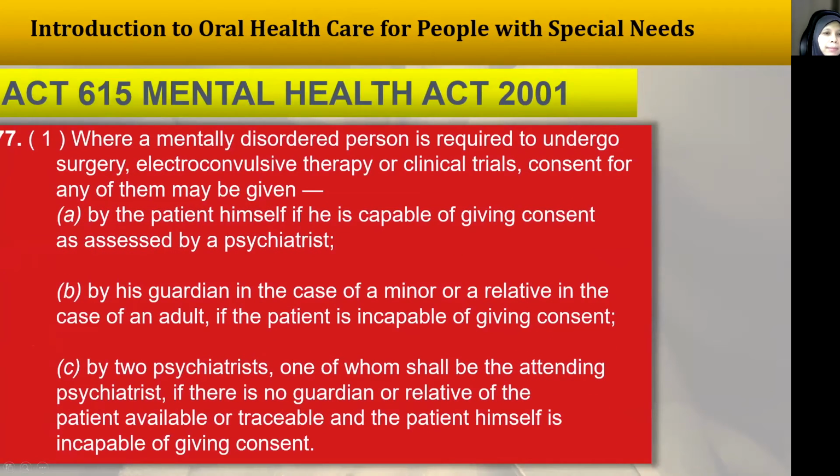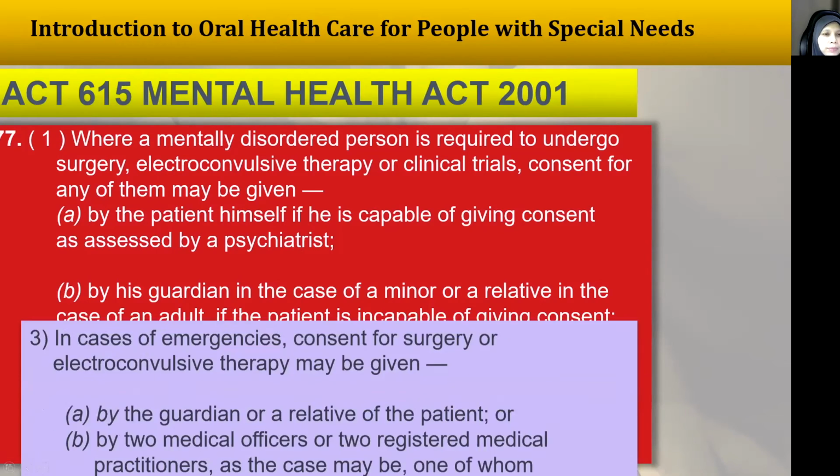Where a mentally disordered person is required to undergo surgery, they can also give consent for themselves if they are capable of doing so. Otherwise, the guardian or a relative can consent if the patient is incapable of giving consent. In the absence of the guardians, two psychiatrists, one of whom shall be the attending psychiatrist, can consent for the patients.